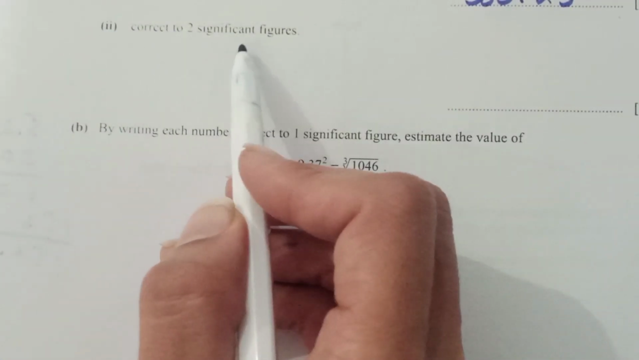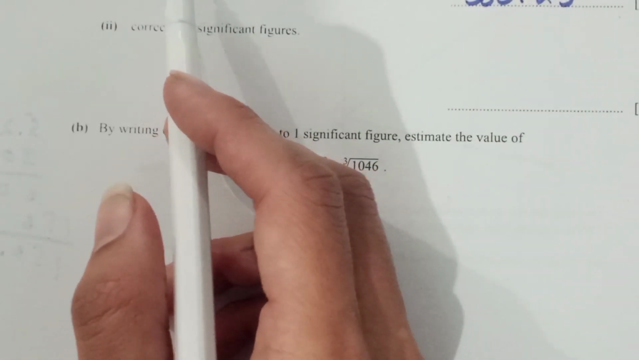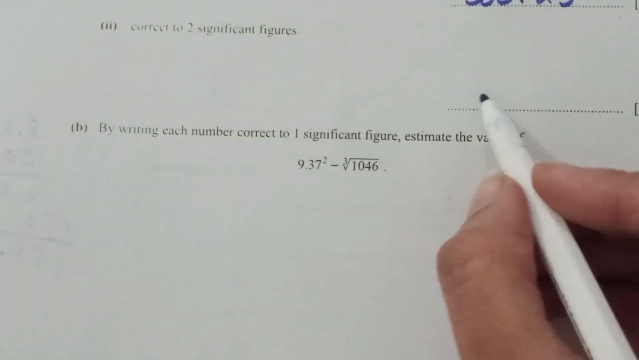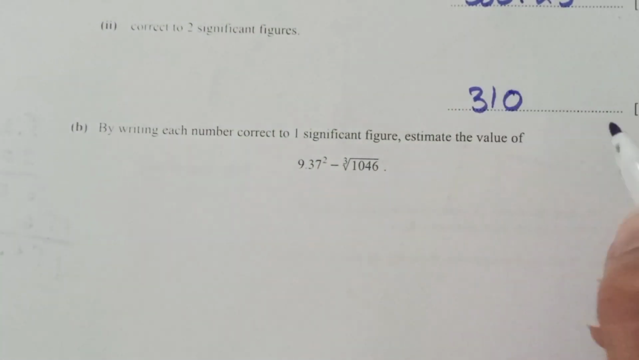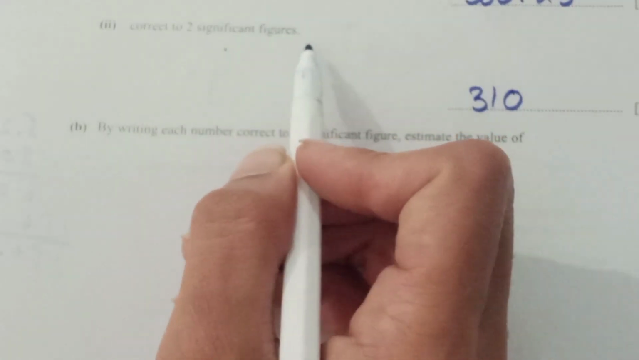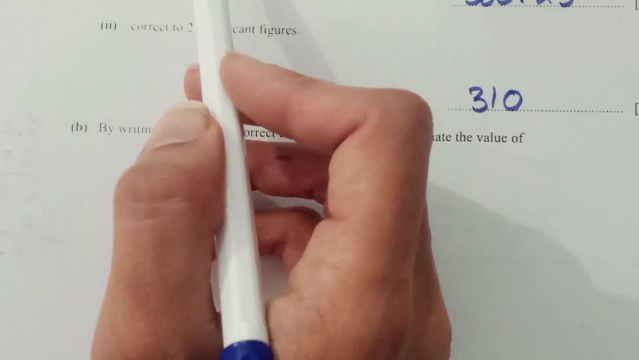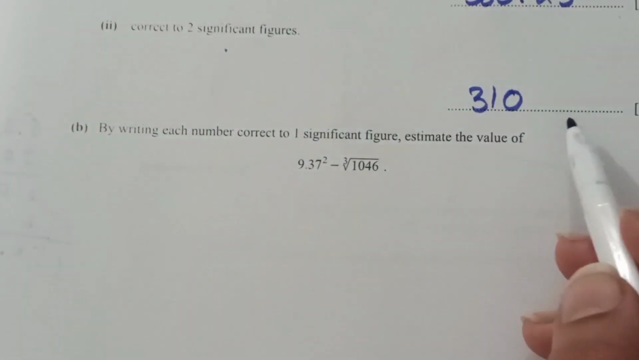Part 2, correct to 2 significant figures. We have to write the number correct to 2 significant figures, and that becomes 310. Because there is 6 and when we have to round it, it becomes 310.